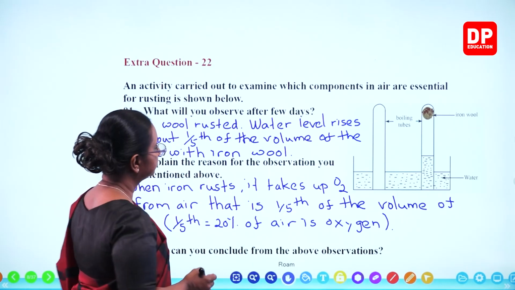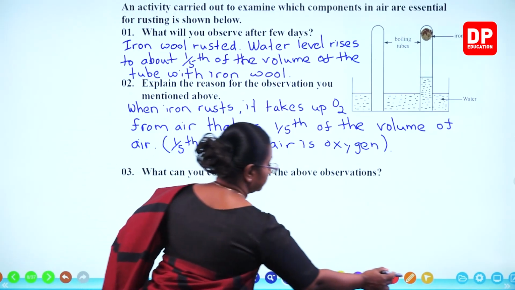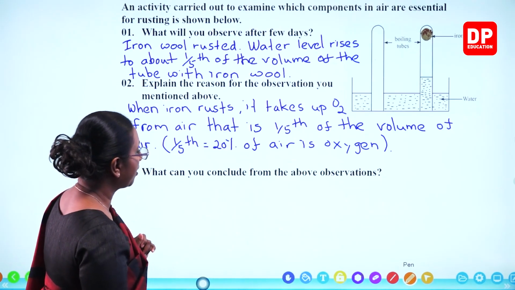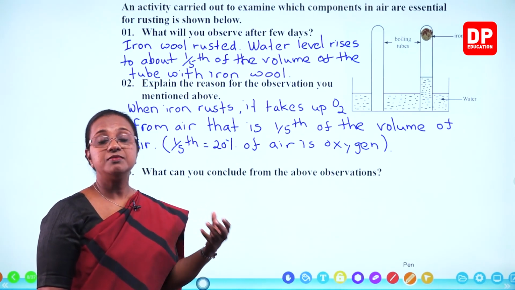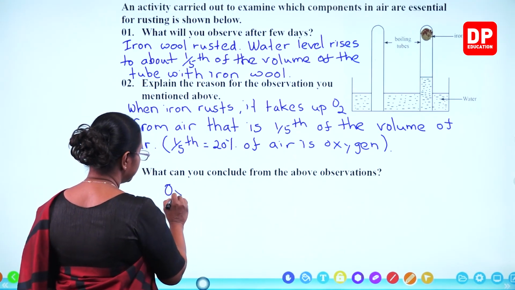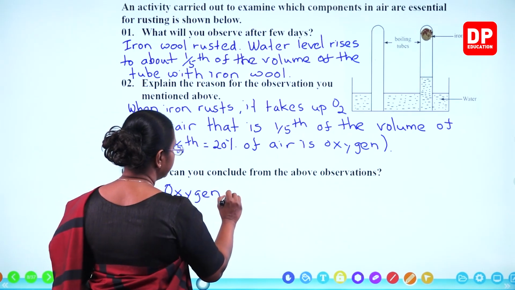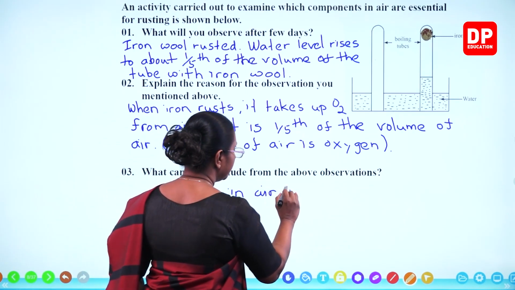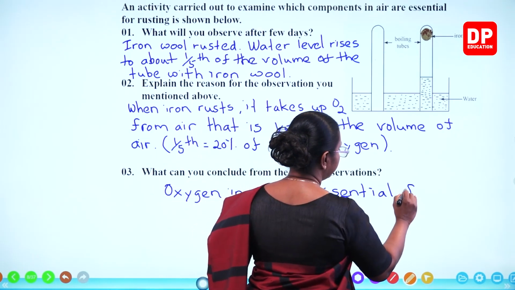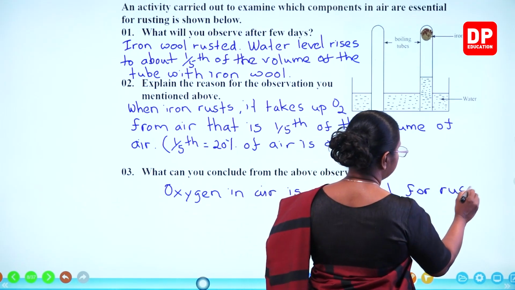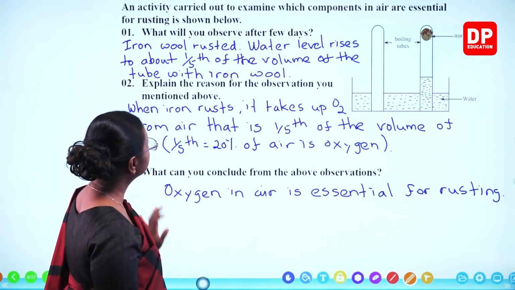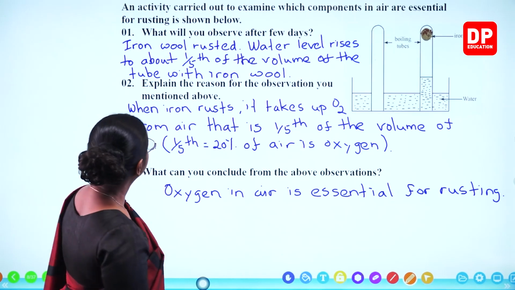So then, if we look at the last question here, third one, what can you conclude from the above observation? Oxygen from air is essential for rusting. So we can say oxygen in air is essential for rusting. So that is the activity and these are the answers related to the question.